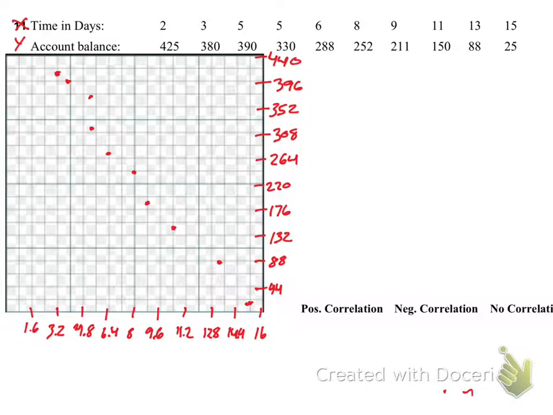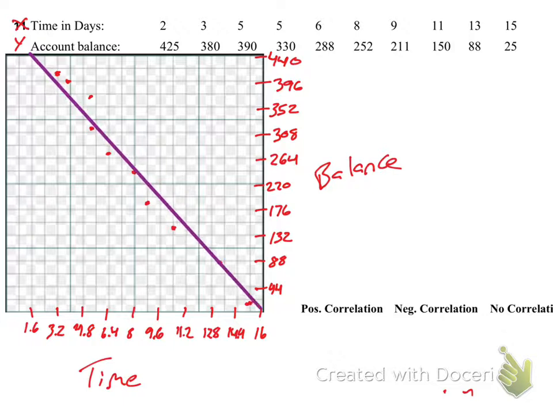Make sure that you label. So I have my time and balance labeled, and then the last thing I want to do is make a trend line. So I just want to get something that's right in the middle of all of my points. So it's going to look something like that. And it just shows me that there is a negative correlation.